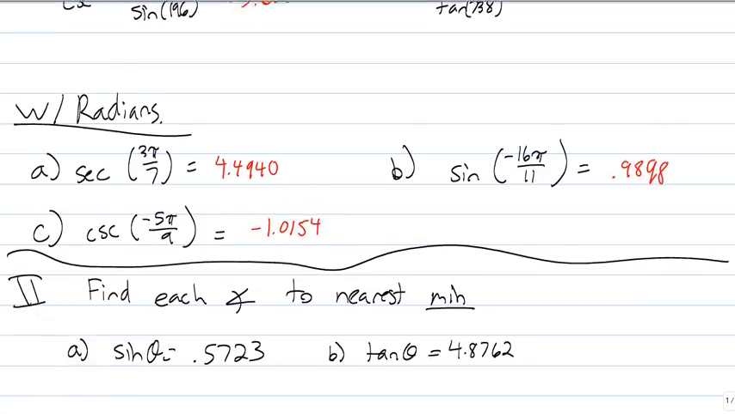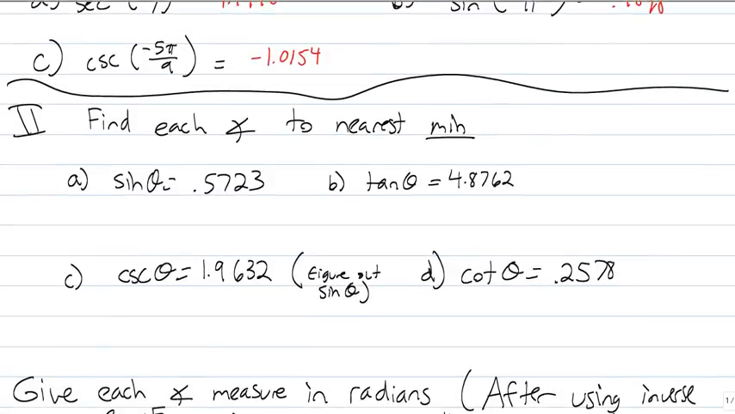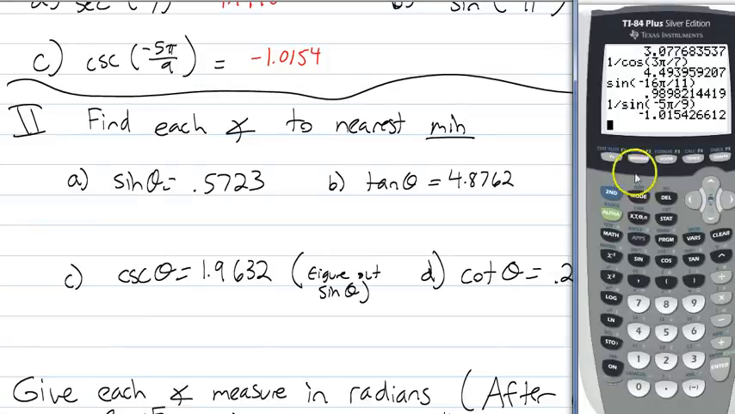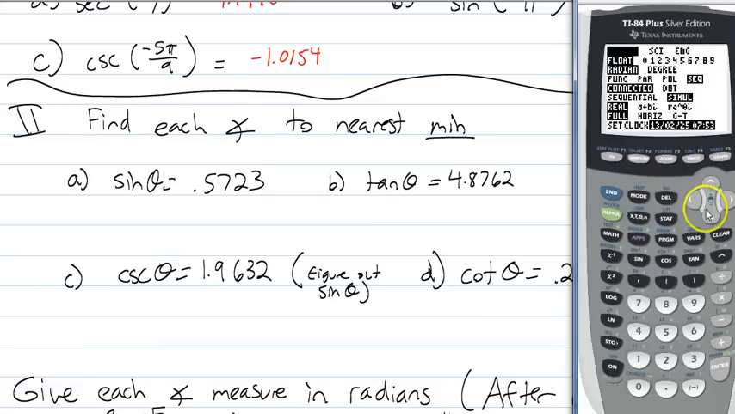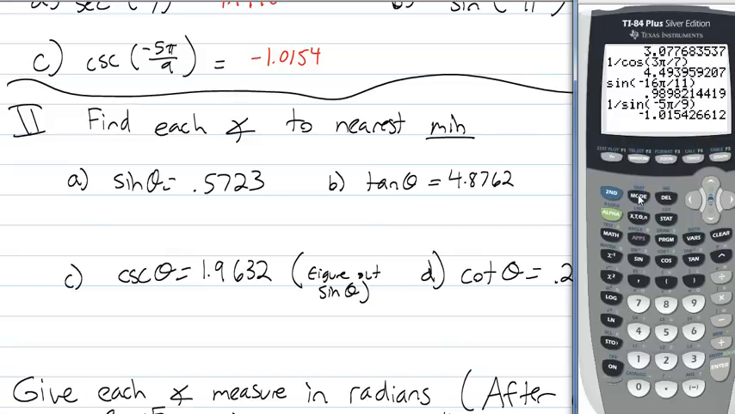Okay, so now we're finding the angle. So we're doing inverse sine, inverse cosine. Okay, so here's how you do that. First of all, nearest minute means degrees, minutes, seconds, so go back to degrees. Don't forget to change your calculator back again. Okay. So sine of theta is 0.5723. Well, that's the same thing as saying the inverse sine of 0.5723. Because when you want to find the angle, you hit second sine.